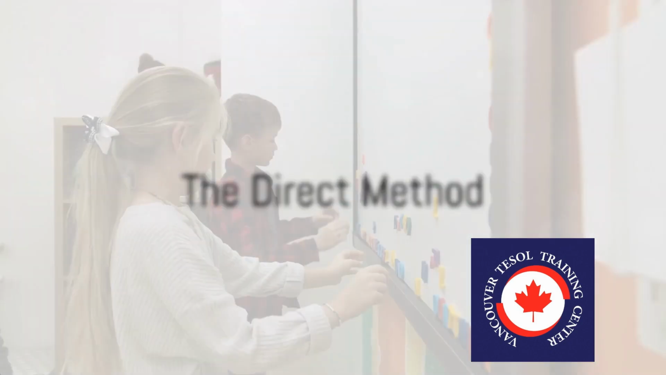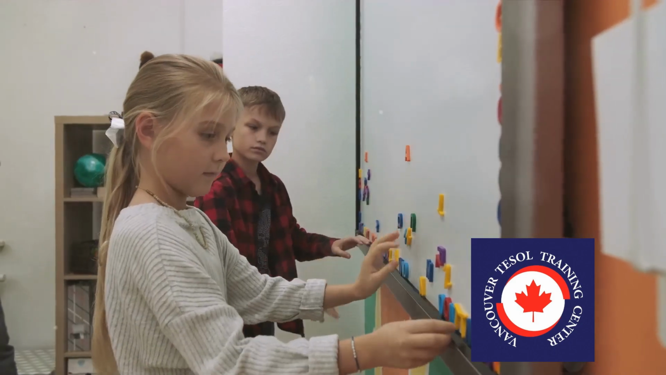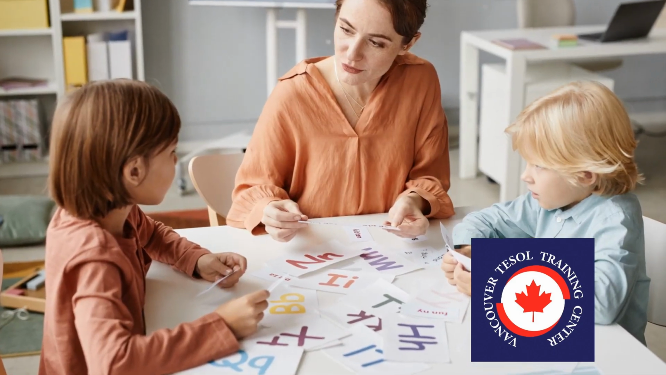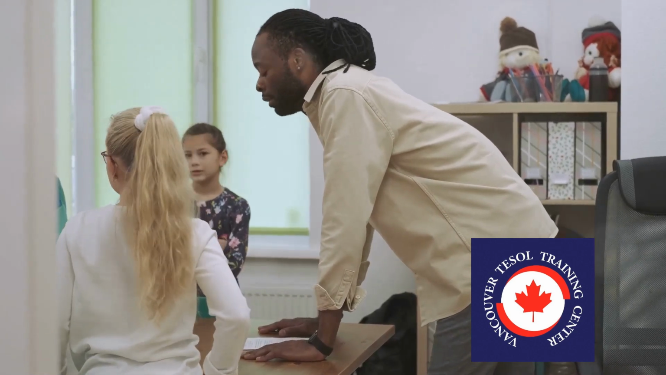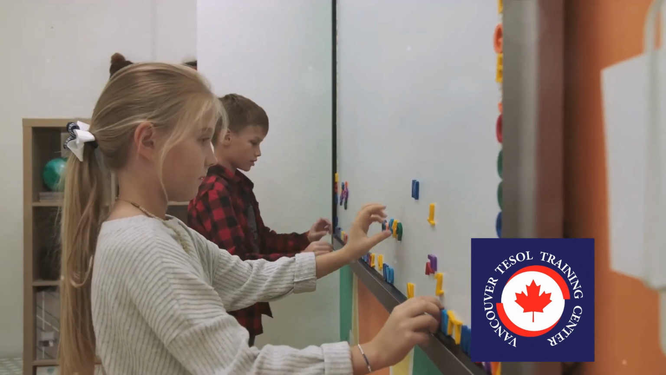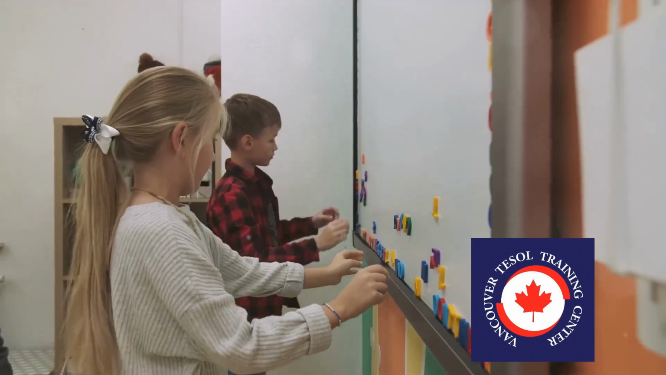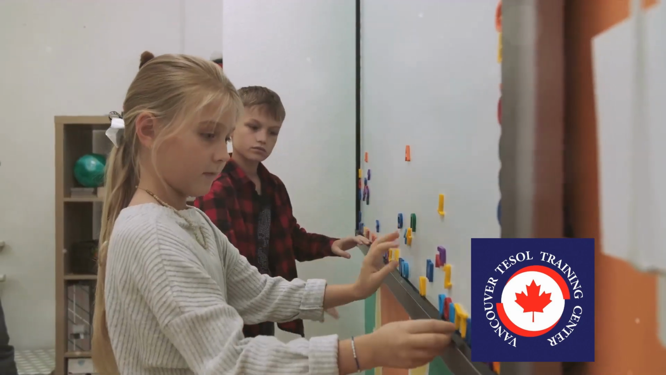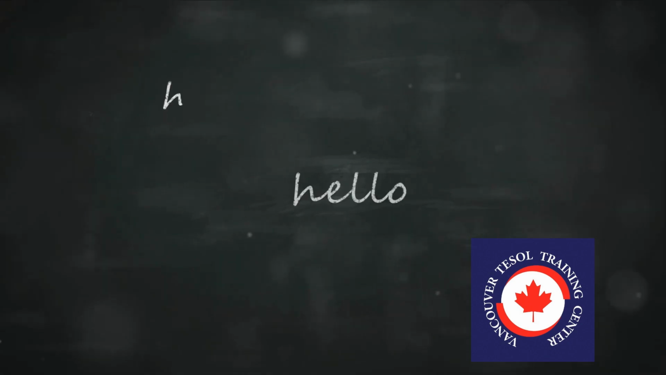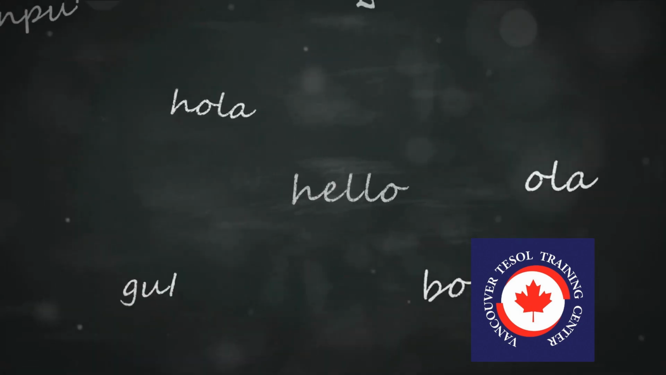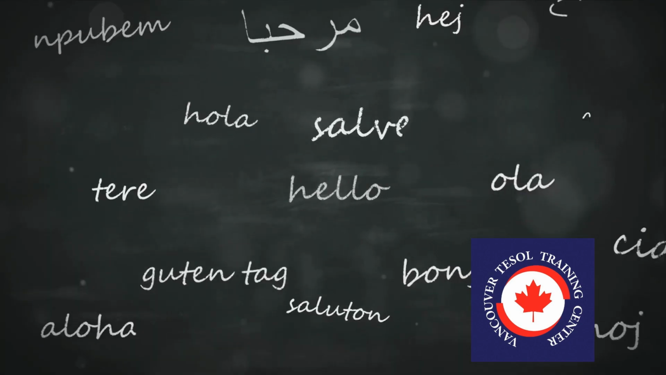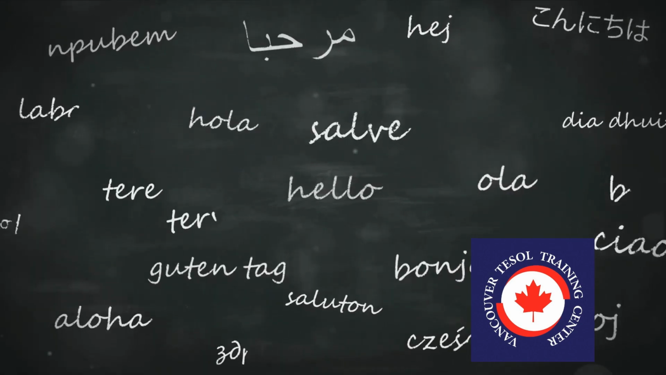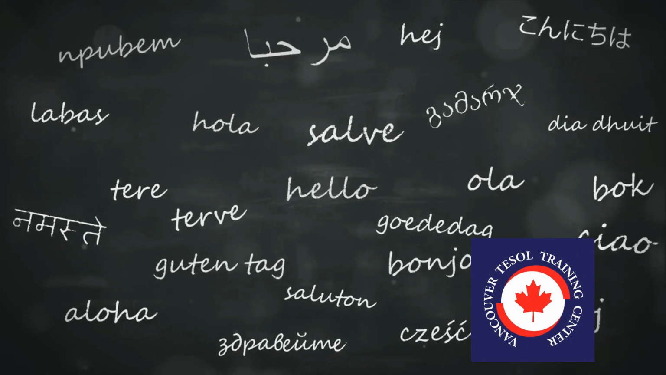On the other hand, the direct method, also known as the natural method, flips the script. Here, the focus is on immersing the learner in the language, much like a child learns their first language. It's all about active engagement in the target language with no translation involved. While this method can foster a natural feel for the language and its nuances, it may also present challenges in understanding complex grammatical concepts due to the absence of explicit grammar instruction.